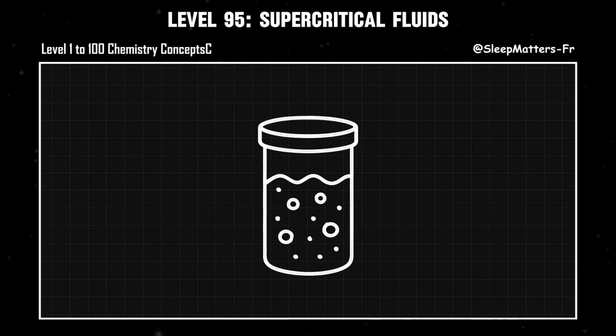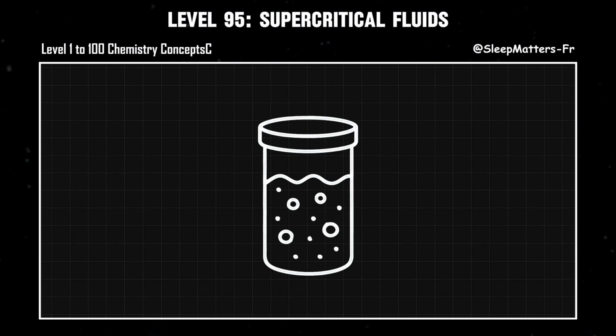Level 95. Supercritical fluids. Supercritical fluids are not something you see every day, but they are one of the most useful secrets in science. A supercritical fluid is a state of matter that is not a liquid and not a gas. It is both and neither at the same time. It happens when a substance is heated and compressed beyond its critical point. At this stage, the substance takes on the properties of both a liquid and a gas. It can flow like a gas, filling a space, but it can also dissolve substances like a liquid.